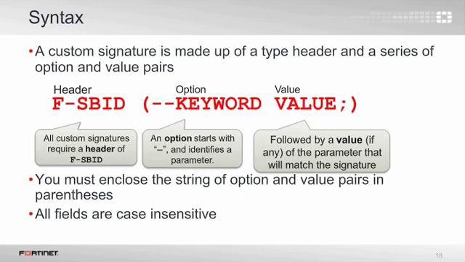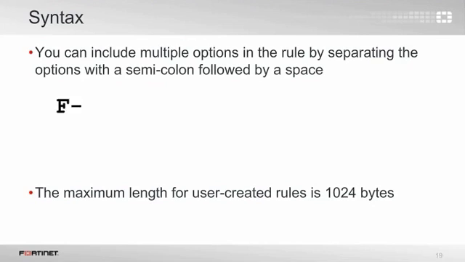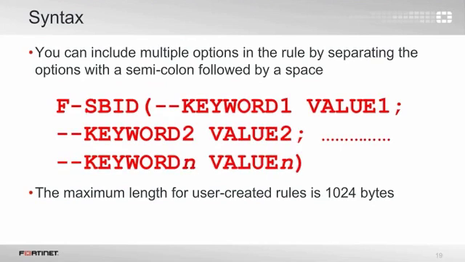All fields are case insensitive. You can include multiple options in the rule by separating them with a semicolon. The maximum length is 1024 bytes for custom signatures and 4096 bytes for predefined signatures.